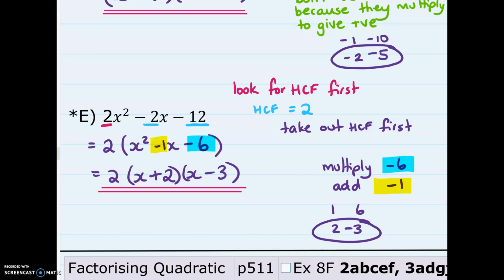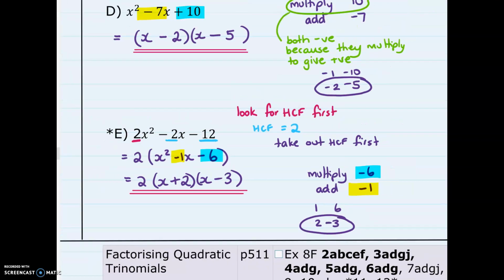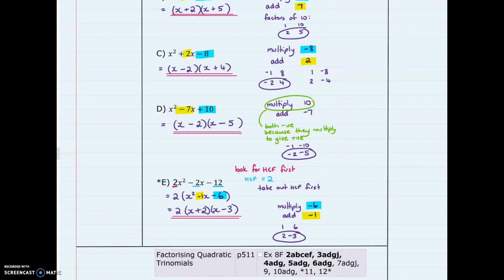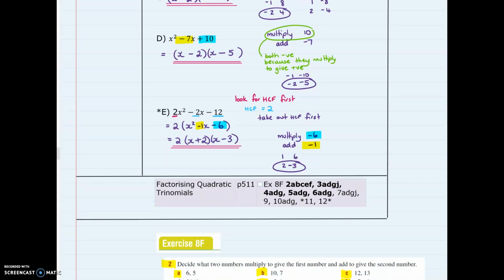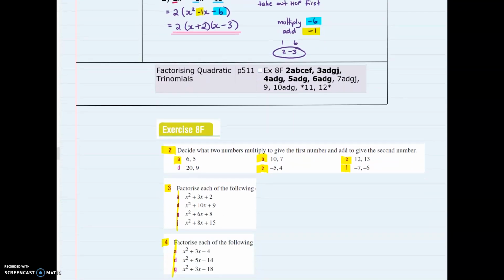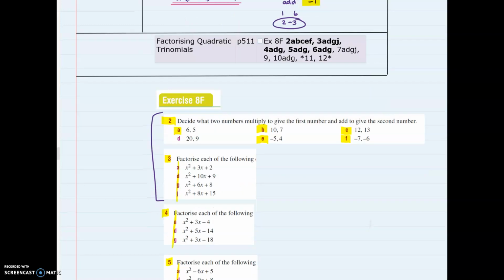Alright, but that one it's got that additional step, so it's a little bit harder, even if you just copy down that solution. So go back over any of those that you're not sure of, and then in the exercise 8F, the ones that are in bold are the ones that I want you to try. Definitely, you should be able to do these, okay, because they are just, or question 3 are all positive values, so you should be able to work out your brackets.